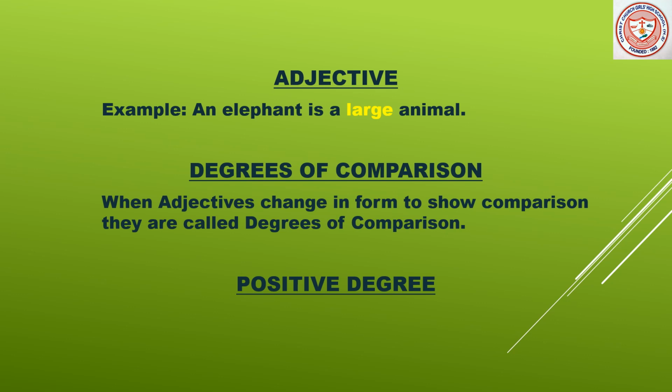So, we will know about the positive degree. A positive degree of an adjective is an adjective in its simple form. It is used to denote the mere existence of some quality of what we speak about. Let us go through the example. Shumita is a clever girl. In this sentence, we are unable to get any comparison through the word clever. So, it will be a positive degree.